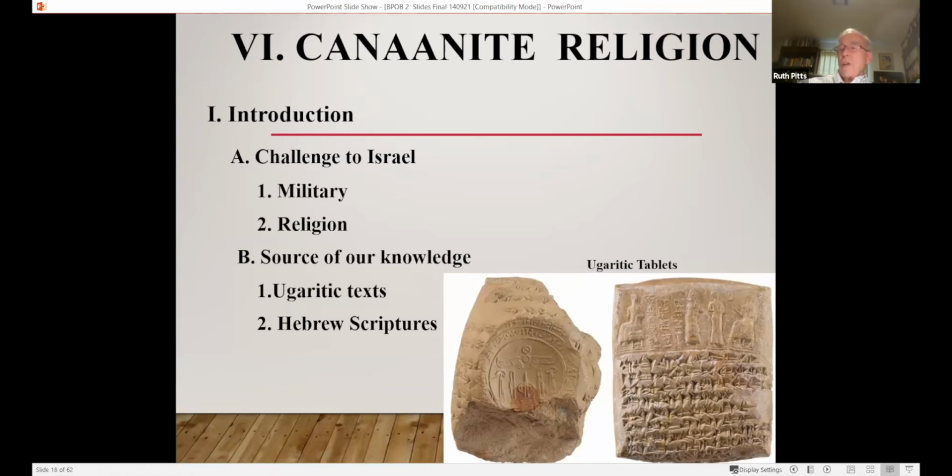Don't have any other gods before me. They wouldn't have that rule in there unless they were having that problem. Now, we know a lot more about the religion of the Canaanites because of the Ugaritic text. These were discovered at Ras Shamra, modern Ras Shamra, and they tell us a lot about this religion. All right, let's move on.